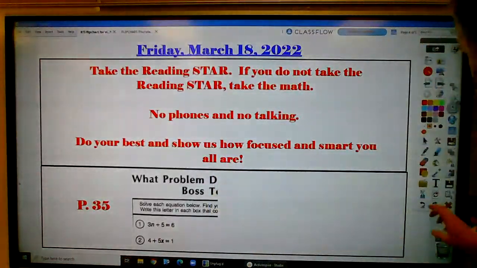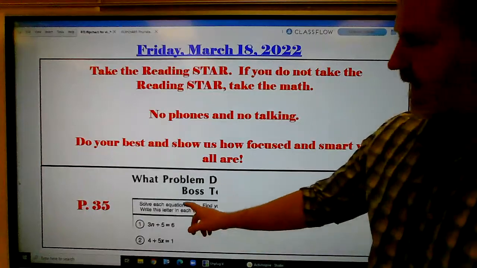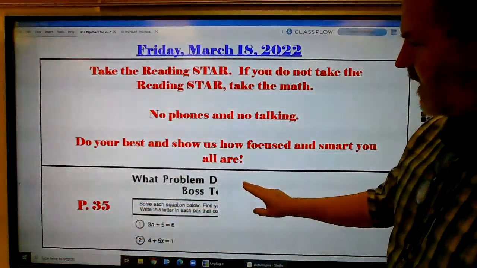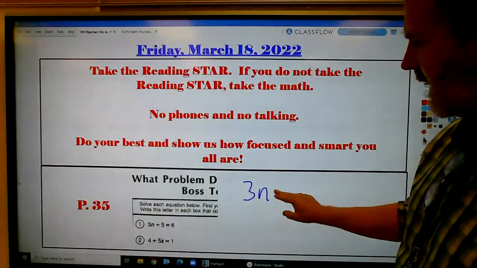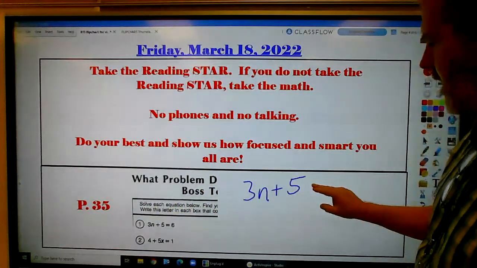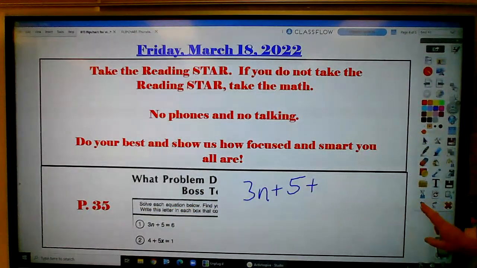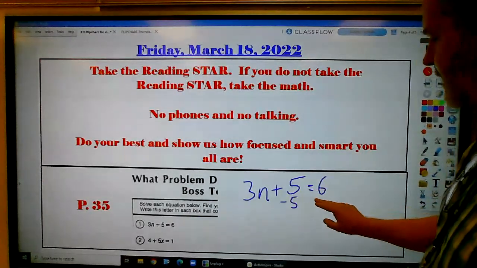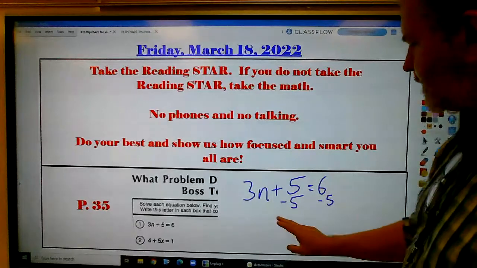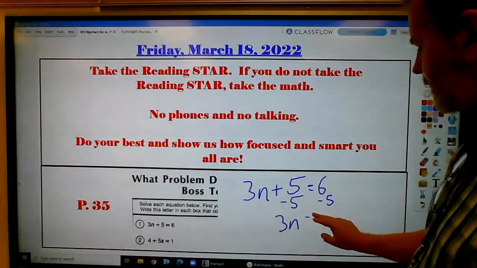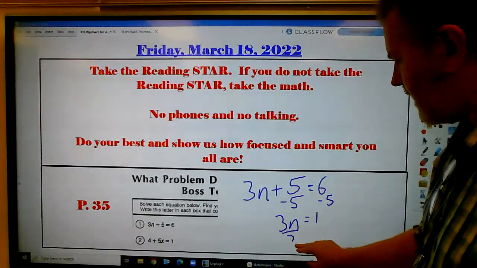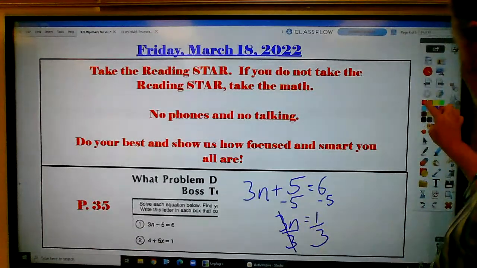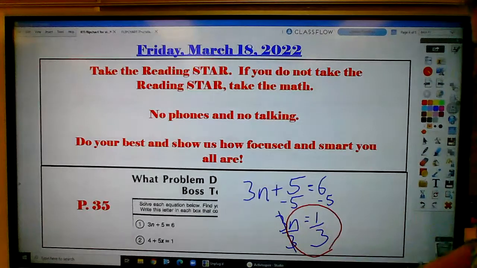And then at the bottom, these are some simple equations. I've got just one page for you since you did your STAR today, page 35, and we're just doing some simple equations. Like number 1 is 3n plus 5 equals 6. I'm subtracting 5 from both sides. Remember, both sides of the equal sign, right? And then 3n equals 1. Divide both sides by 3. 3's cancel. And n is equal to 1/3.